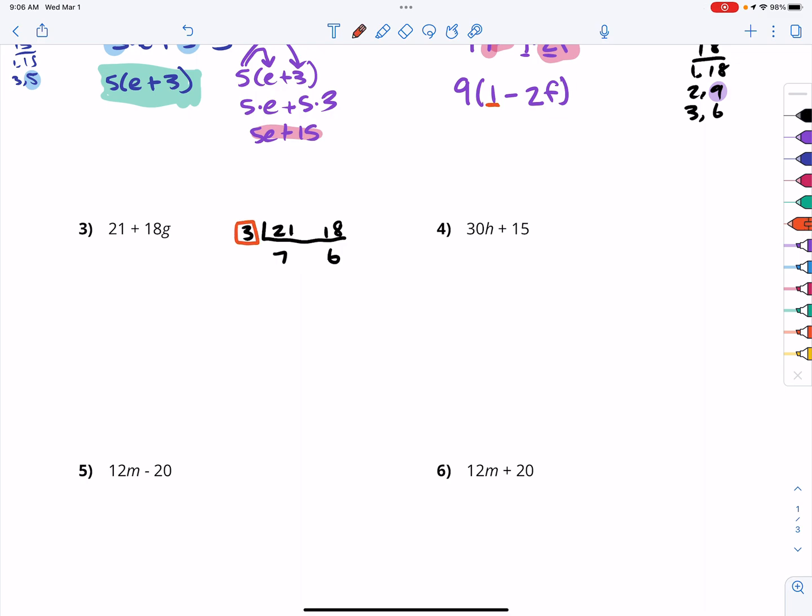So I'm going to rewrite this with 3 times 7 plus 3 times 6g. Now I know that I must have distributed a 3 to this term here of 7 plus 6g. And there's my answer. There are no other common factors for 7 and 6.